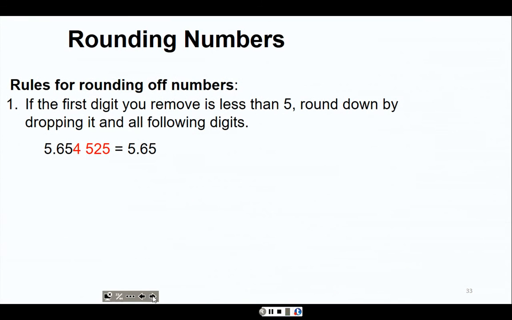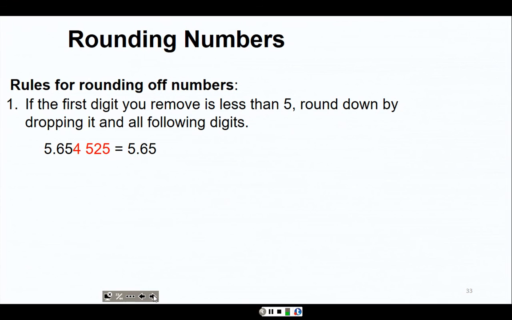All right, now, if you're going to round off numbers, that's because those calculator displays have too much. And we're rounding it down to whatever the rules are for addition and subtraction or multiplication and division. So if the first digit that needs to be removed is less than 5, you're just going to round it down and drop all the rest of the digits.